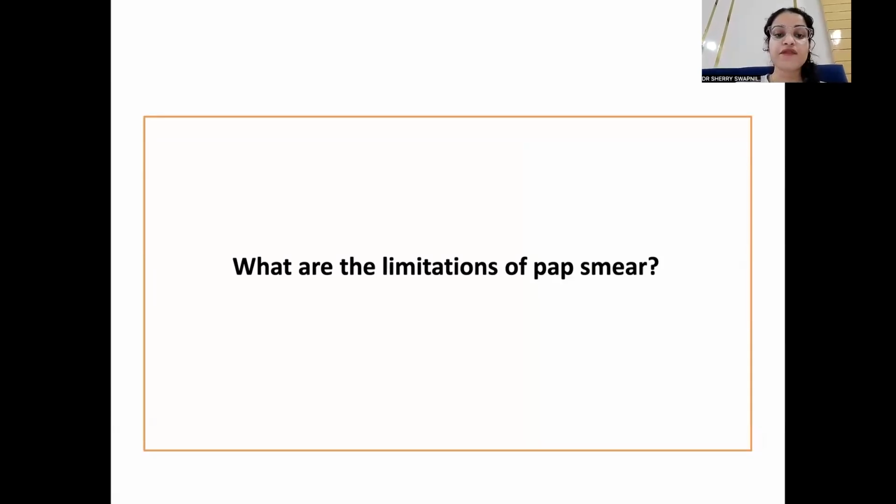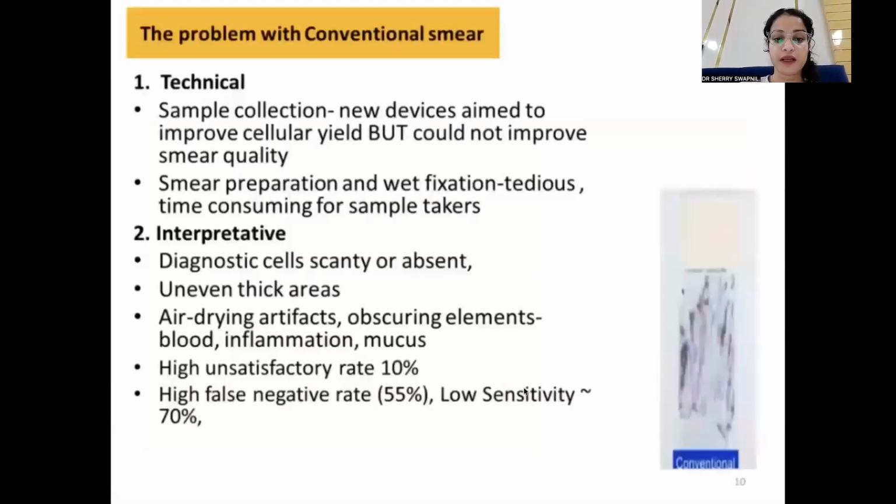So what are the limitations of conventional pap smear? Next slide, please. These are the problems with conventional smear. As I have earlier told you, the smear prepared is not evenly distributed. It's a very large area to screen, and moreover the diagnostic cells are scanty, there are uneven thick areas, and drying artifacts are very common. Obscuring elements, mainly blood, mucus and inflammation, are very often seen, and they can definitely obscure your quality material.